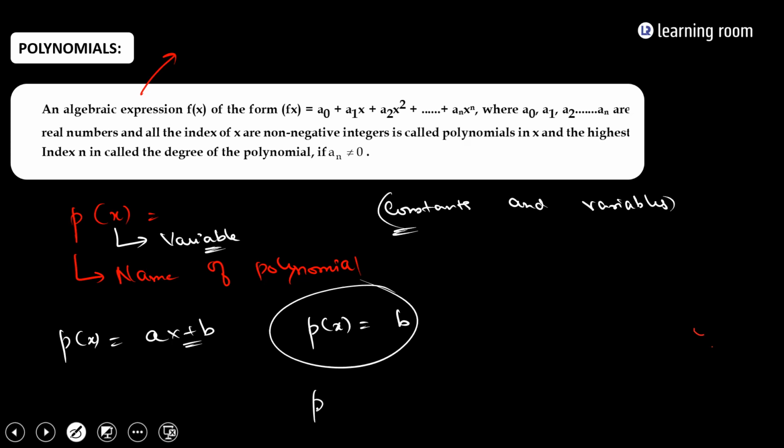So if P of x is equal to b, can I write it as b into x power 0? Can I? Am I allowed to put the power of x to be 0? Yes, sir.